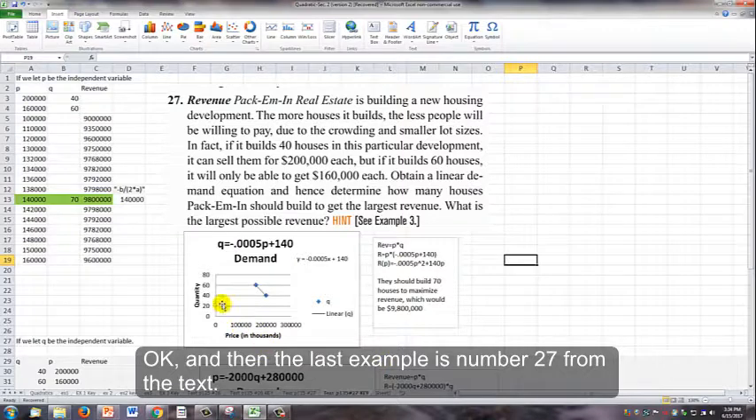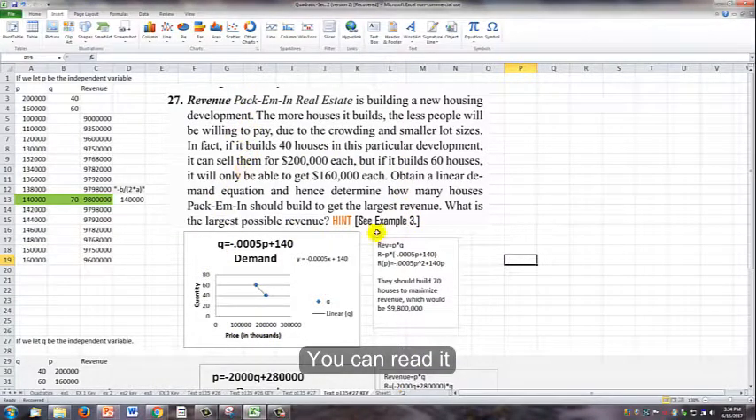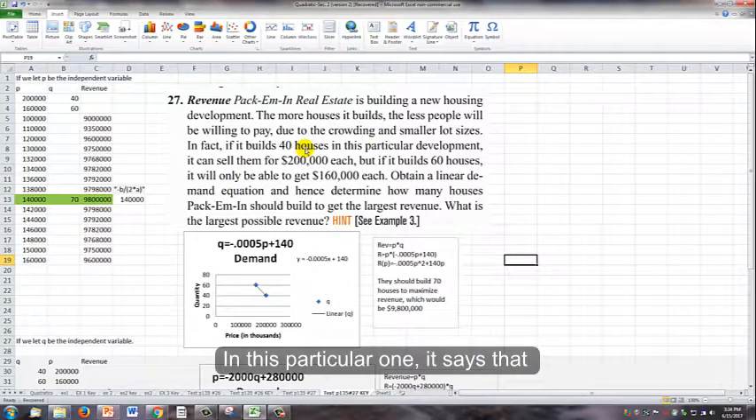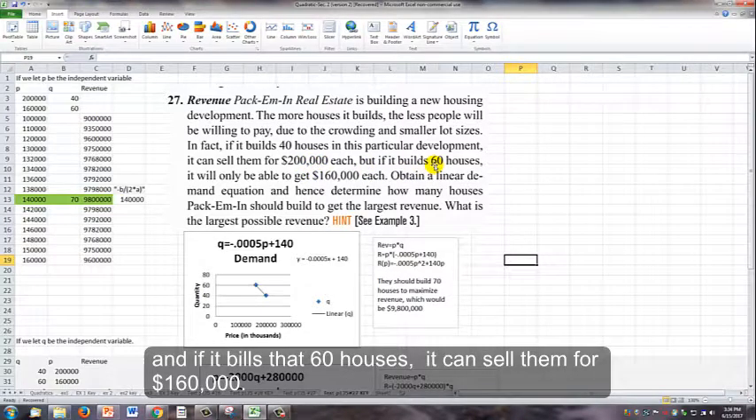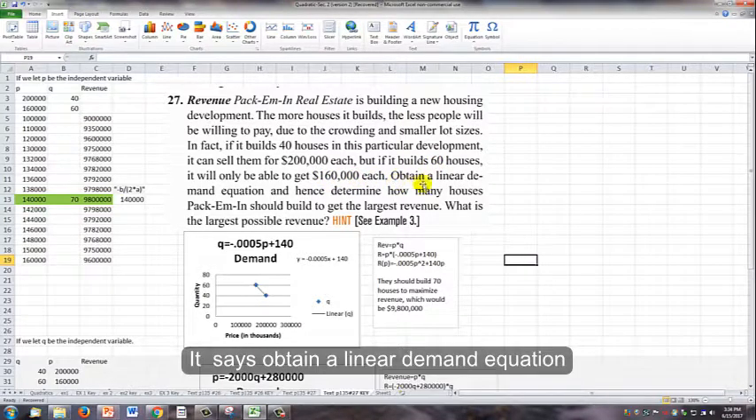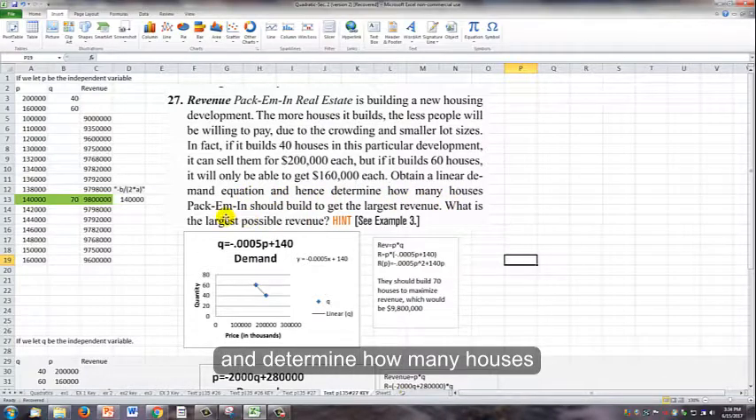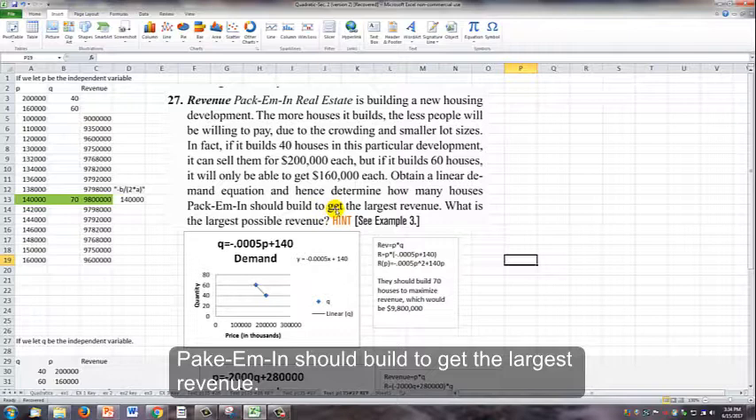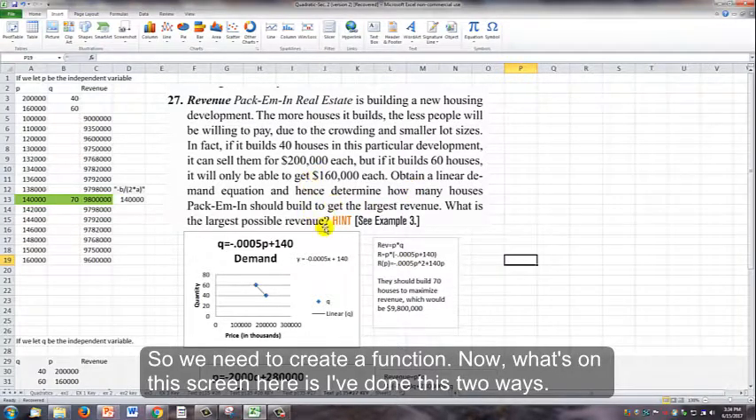Okay, and then the last example is number 27 from the text. You can read it. In this particular one, it says that if the company builds 40 houses, then it can sell them for 200,000. And if it builds 60 houses, it can sell them for 160,000. It says obtain a linear demand equation and determine how many houses Pac-Man should build to get the largest revenue. So we need to create a function.